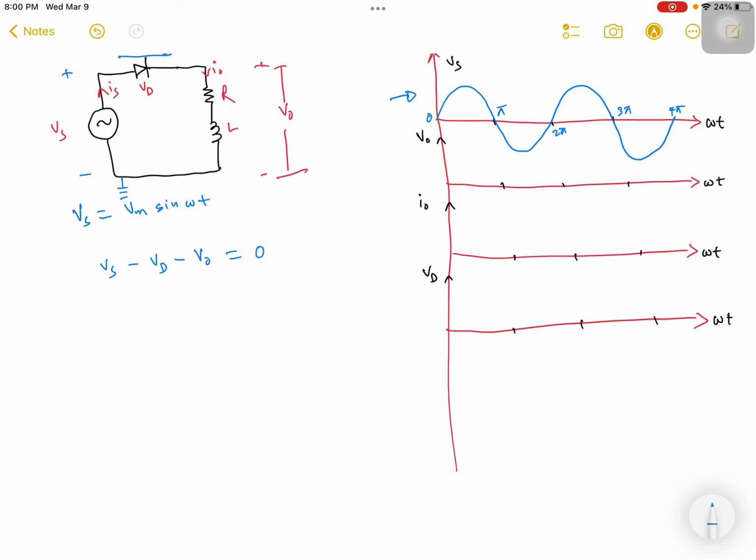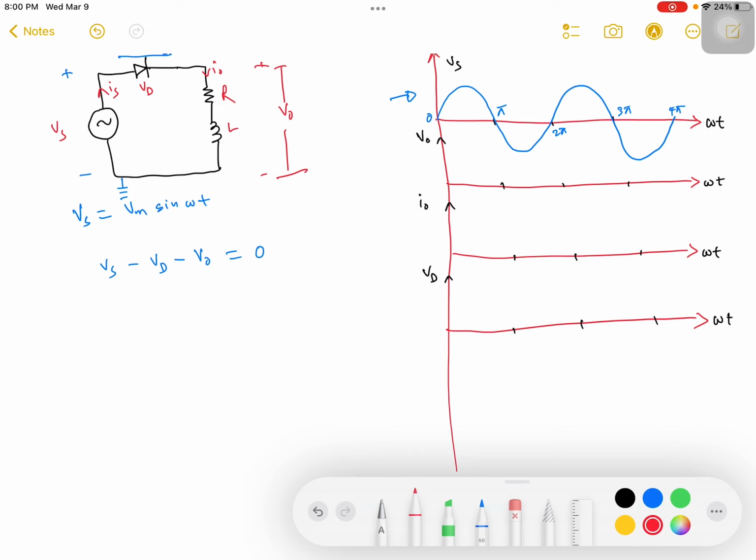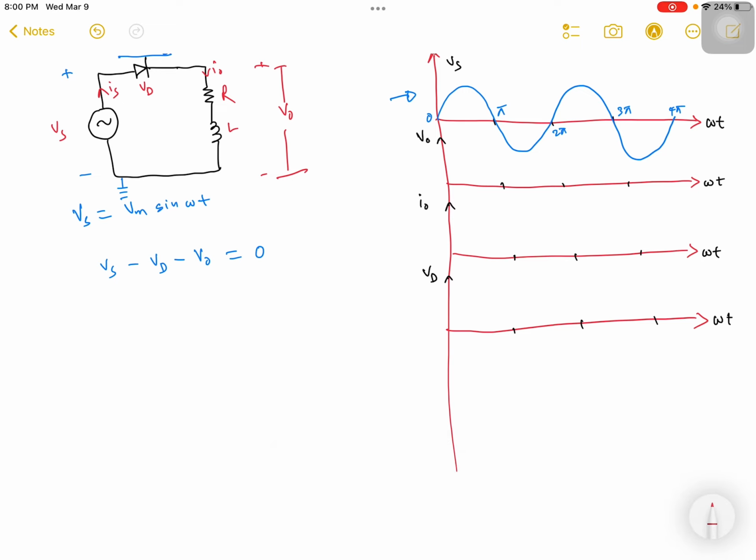This is as per Kirchhoff's voltage law, and we know that since your diode is conducting, it is like a short circuit, so Vd will be equal to 0. Our output voltage will be equal to Vs. So whatever the input voltage that we have will be given to the output voltage. And then now let's again analyze with the current.